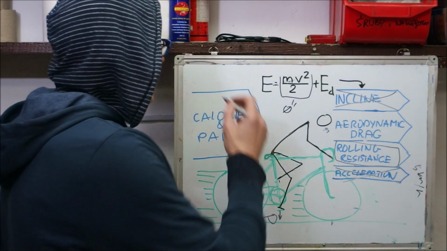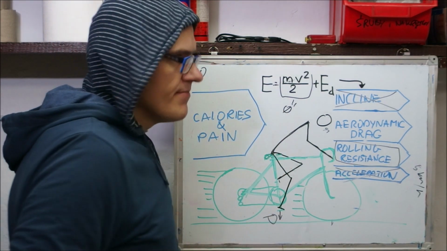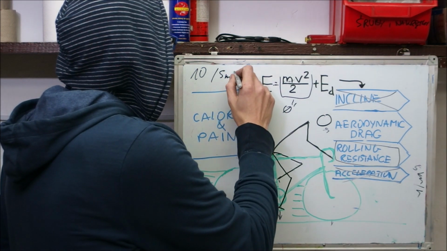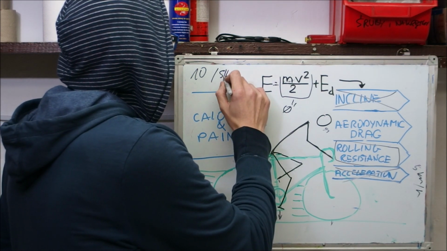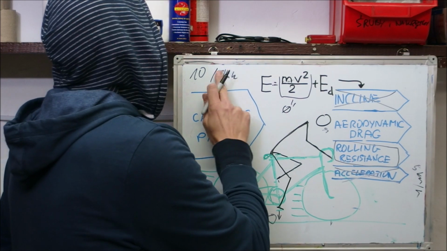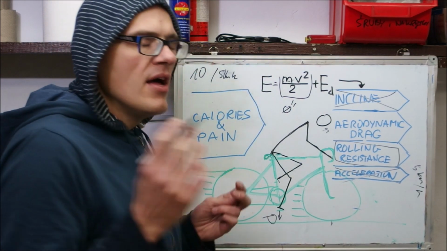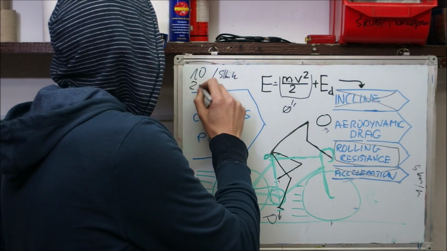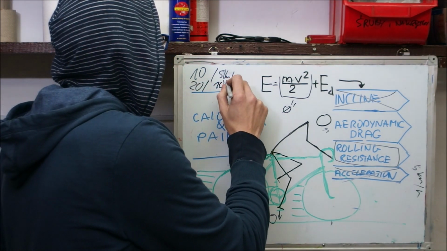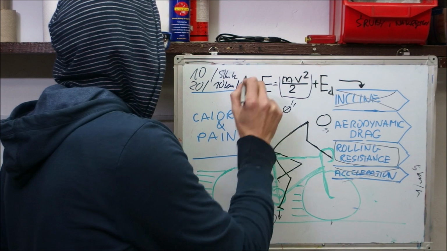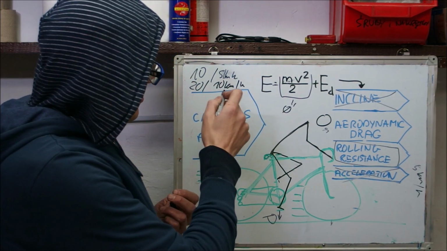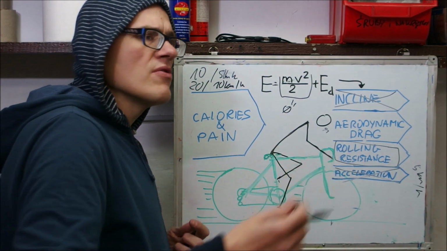rolling resistance is like 10 somethings at a speed of 5 kilometers per hour, whatever, 10 somethings at 5 kilometers per hour, then it's going to be 20 at 10 kilometers per hour. It's going to be 40 at 20 kilometers per hour, and so on and so forth.